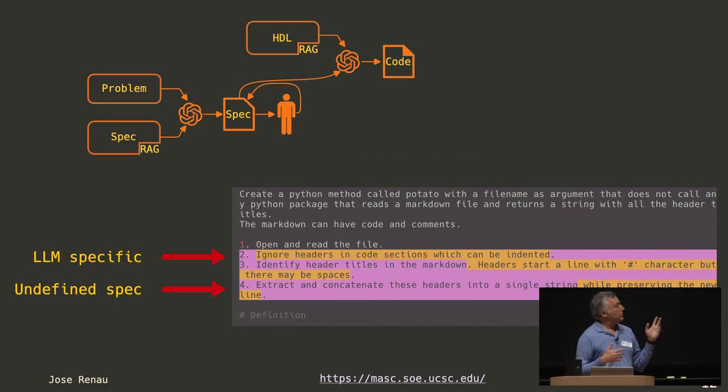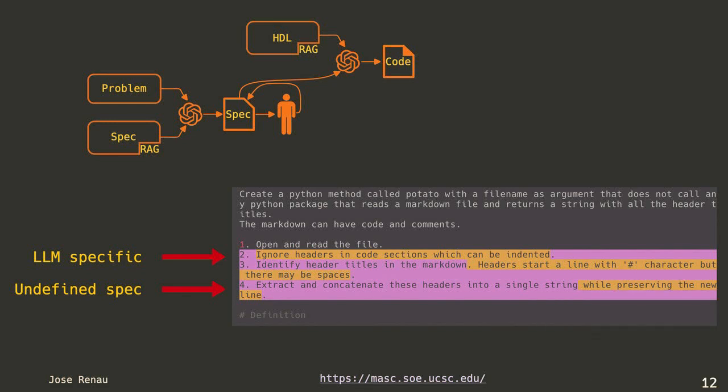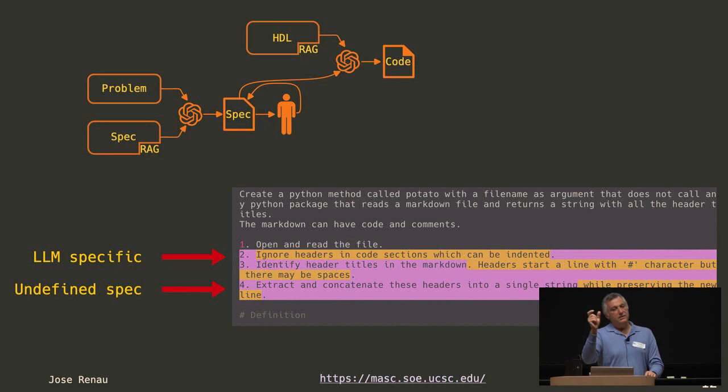Now, there are going to be two things on the spec. One is a little bit LLM specific. When you try this example, at least with the version that we tried on GPT, because it keeps changing depending on the version, it didn't work because the hash pound for the markdown can be indented. It's legal in markdown syntax, but the code generated didn't expect that.